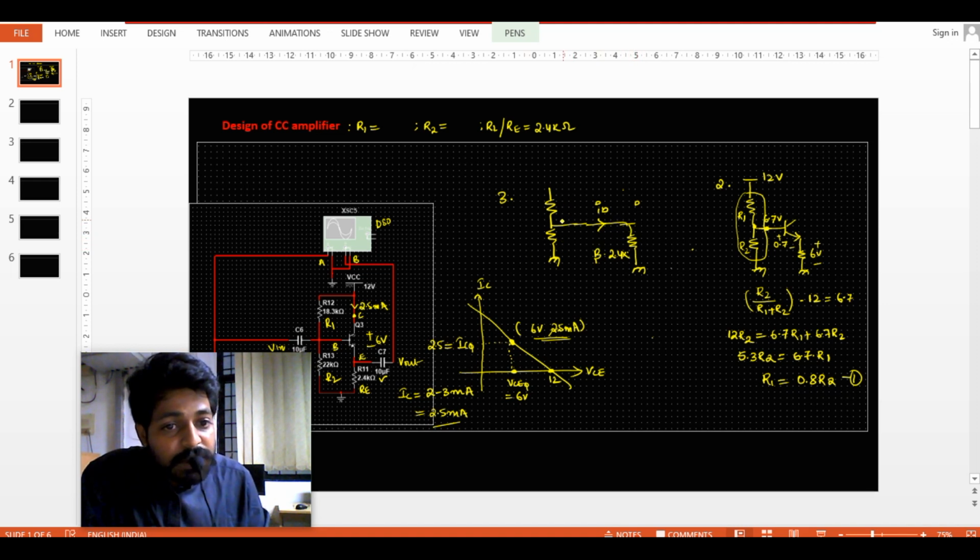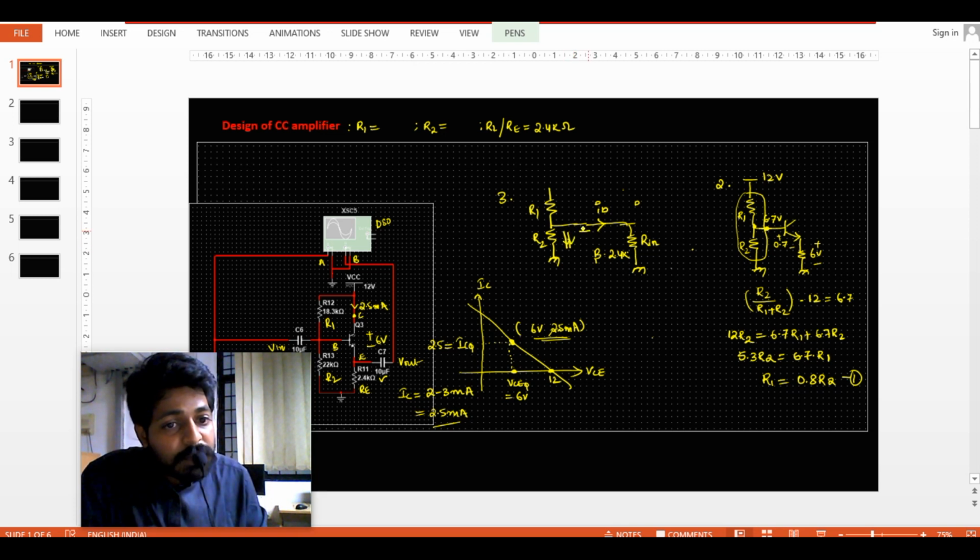Now we have to remember one thing: there will be the R1 network, the R2 network, and the input resistance of the transistor. These three must be connected in such a way that most of the current goes into the R2 branch. Most of the current has to go into the R2 branch.